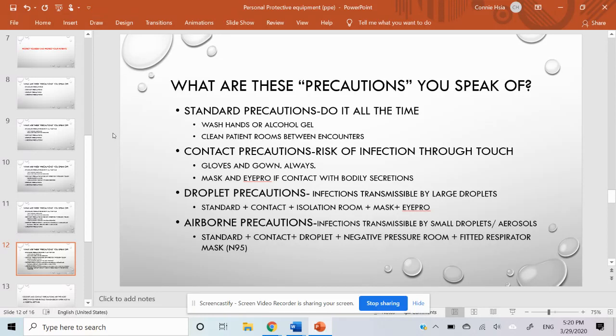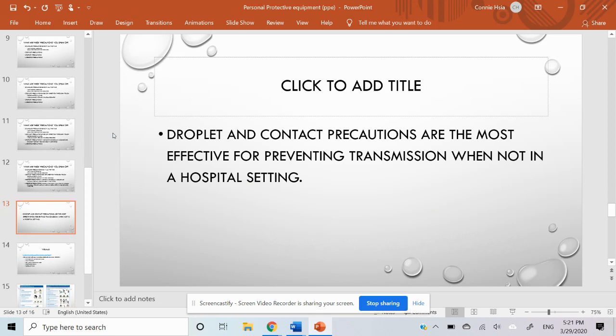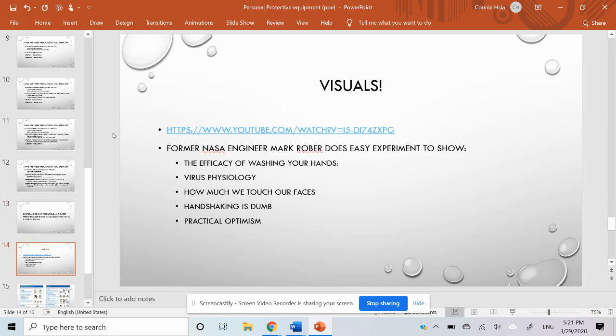Like I said, I think you are less likely to see this if you're not in a hospital operating room setting. So mainly, droplet and contact are probably the best things that you can do to protect yourself and your patients. Some visuals I want to show you guys.